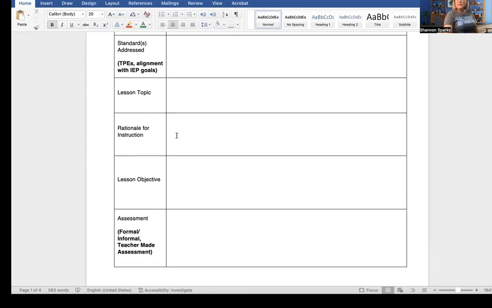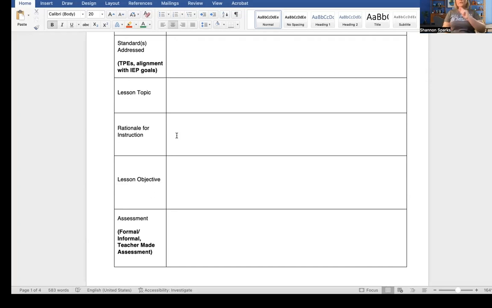The next thing is your lesson topic. So what do you want your topic to be? What's it going to be? Is it going to be mathematics? Is it going to be science? Is it going to be social studies? Is it going to be an English language arts lesson? So these are things that you need to think about.